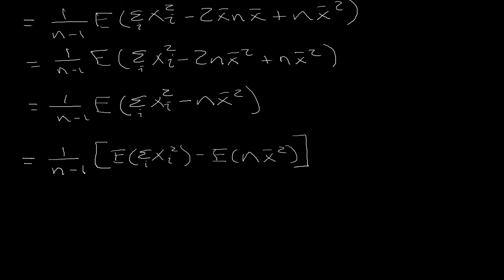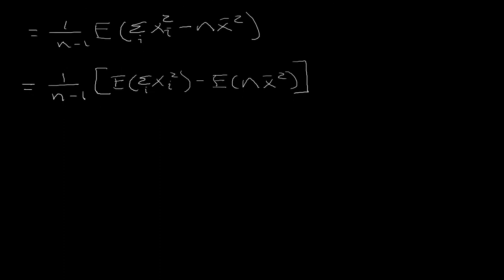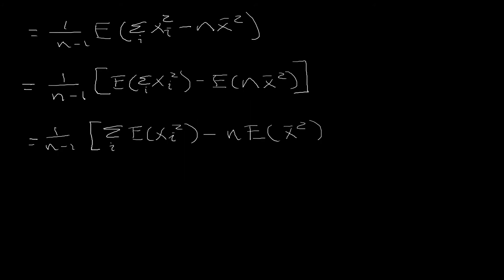So here we're going to use again properties of the expected value. Here we have the expected value of a sum, so this will become the sum of expected values. We're going to switch places between the expected value and the sum, and here n is a constant, so we're going to take it out of the expected value. So we're going to have something like this: the sum of the expected values of xi squared minus n times the expected value of x bar squared. Excellent. So now we're almost done.